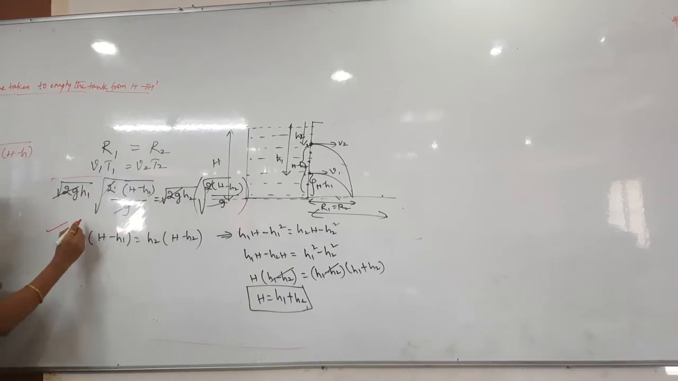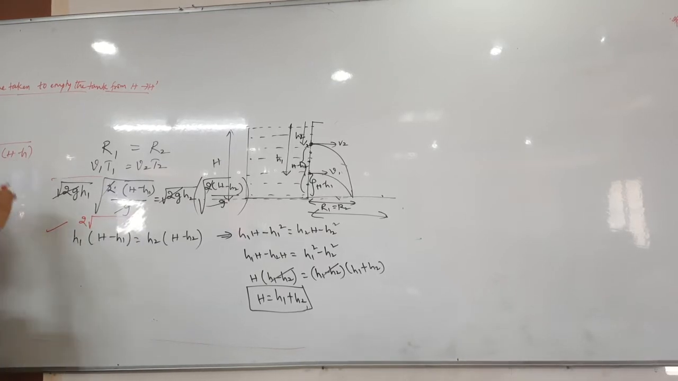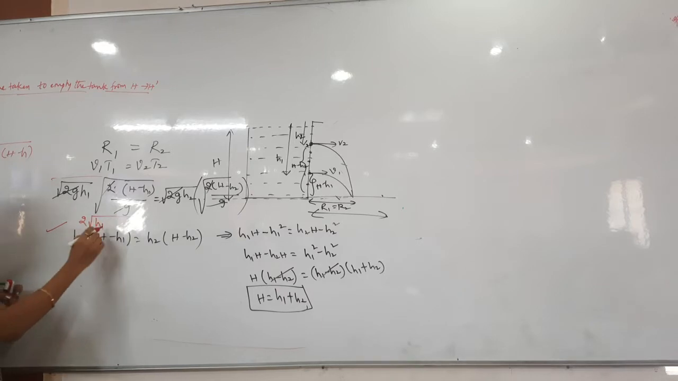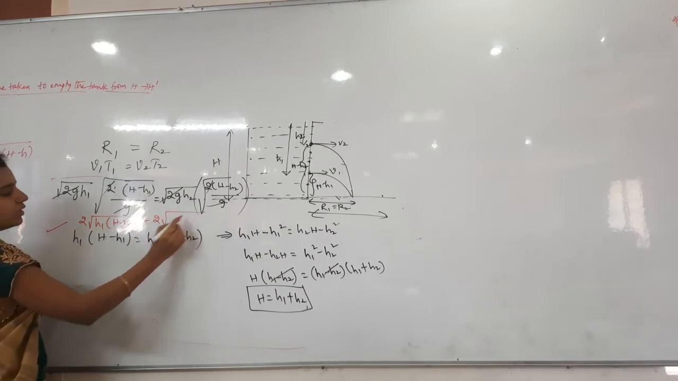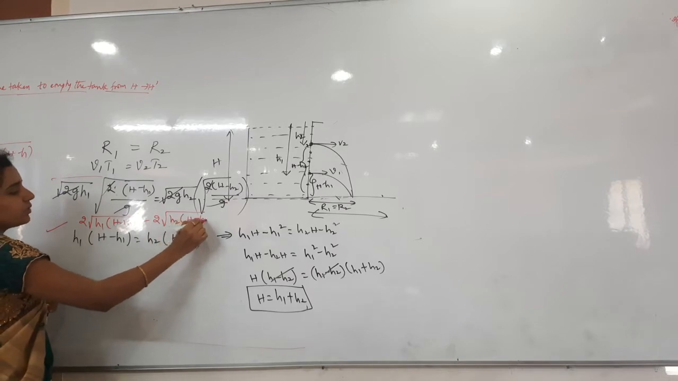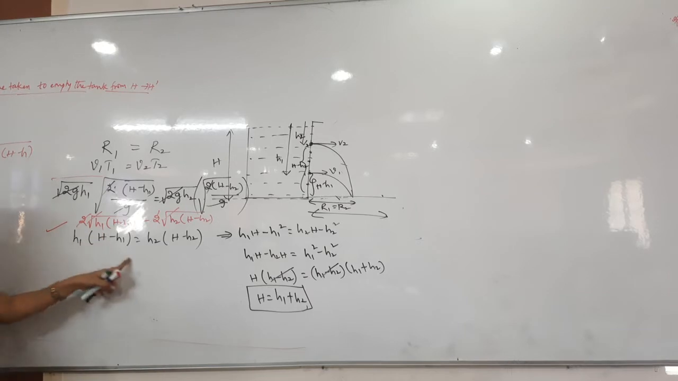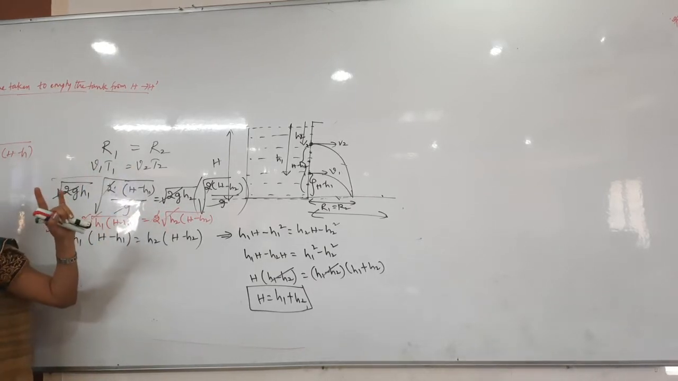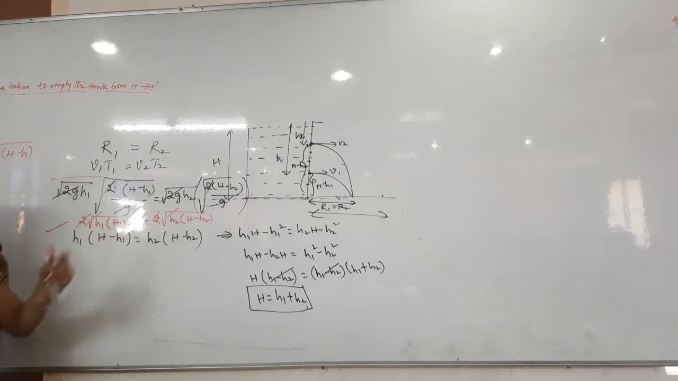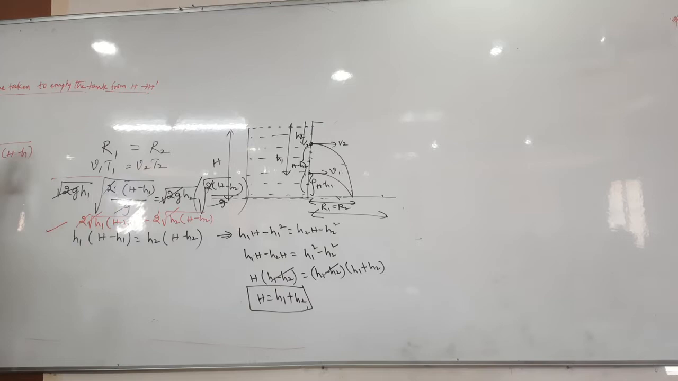What is the range formula we have? 2 into under root h into (H minus h). So for the first hole, 2 into under root h1 into (H minus h1) is equal to 2 into under root h2 into (H minus h2). That's it. The 2 gets cancelled, the root gets cancelled, and again we get the same equation here. You can take the range formula directly, or you can take the velocity into time formula also. Anything. Clear? Then the next one is time taken to empty the tank from h to h dash.